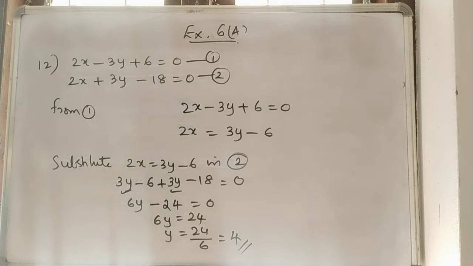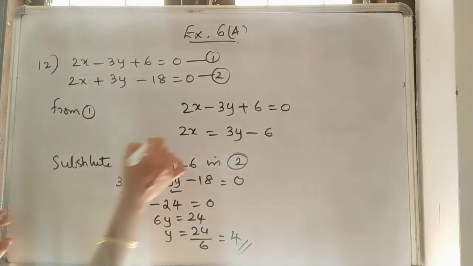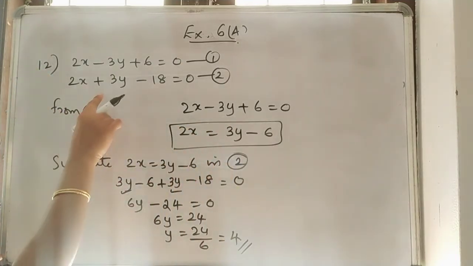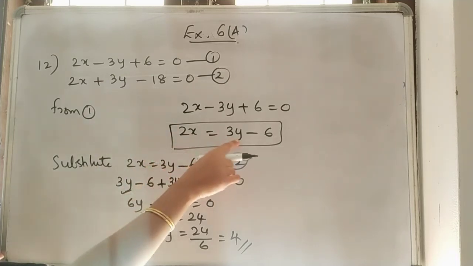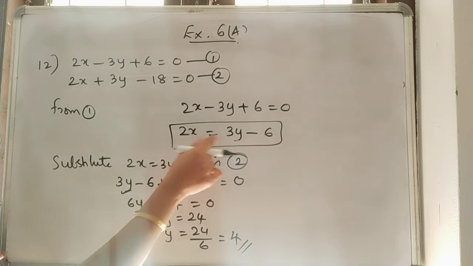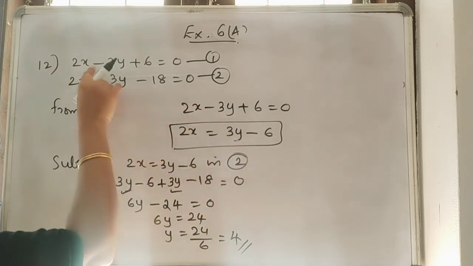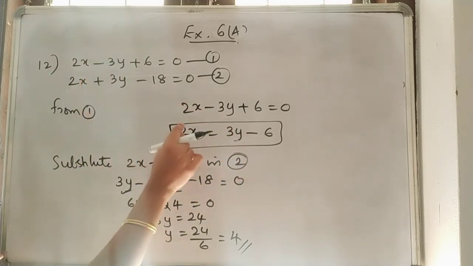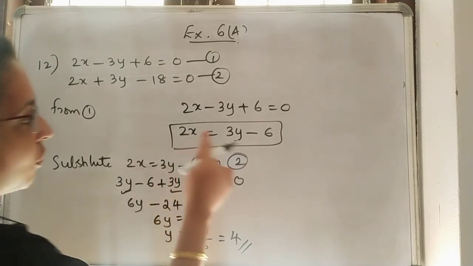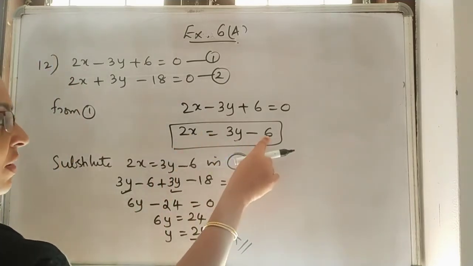Then substitute that y in equation number 1 or equation number 2. We have 2x is equal to 3y minus 6. From where did we get this 2x is equal to 3y minus 6? From equation number 1 only, no? So in that we can substitute the y value as 4. Equation number 1 is 2x minus 3y is equal to 6.